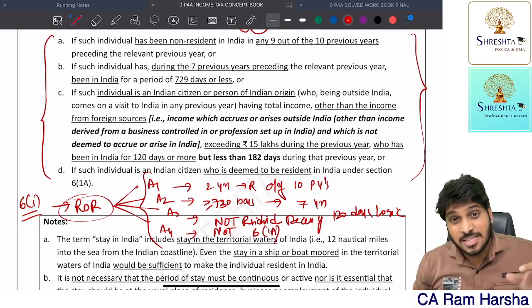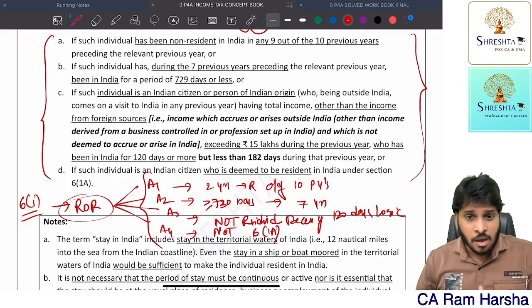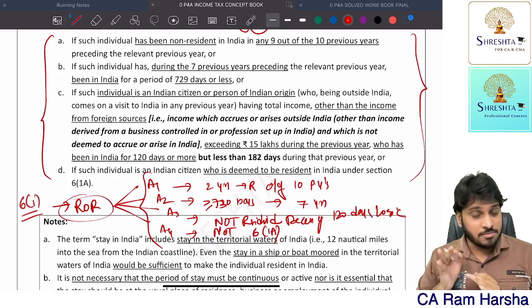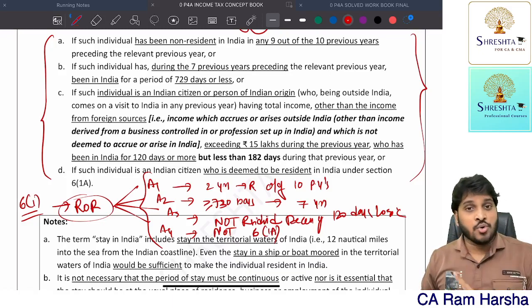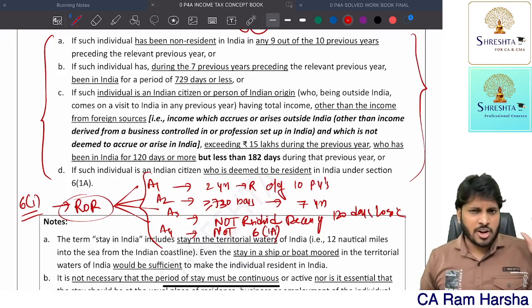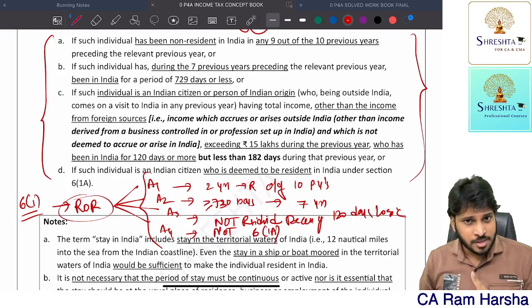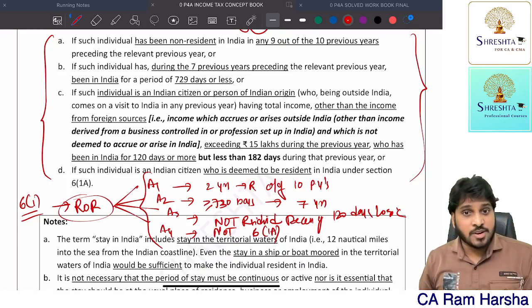What is case number 3? You are always R&OR, a non-resident. But since you have more than 15 lakhs Indian income, and you stayed in India for more than 120 days in the current year, I will call you just a resident. Normally you are a non-resident, but because you have major Indian income of more than 15 lakhs from Indian sources, business or profession controlled from India, and you stayed for 120 days, only for that reason I am considering you as a resident.